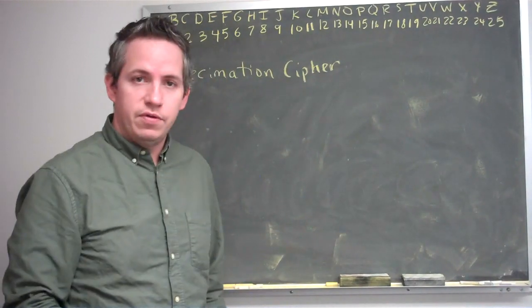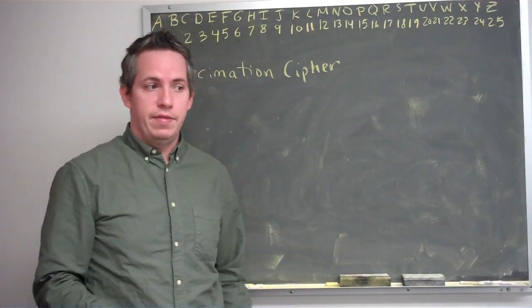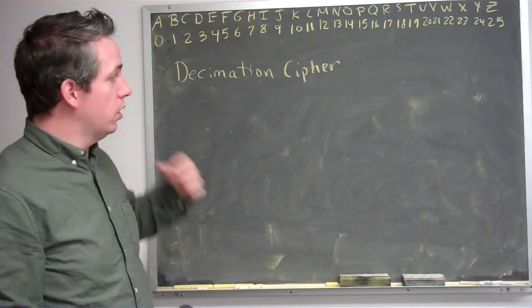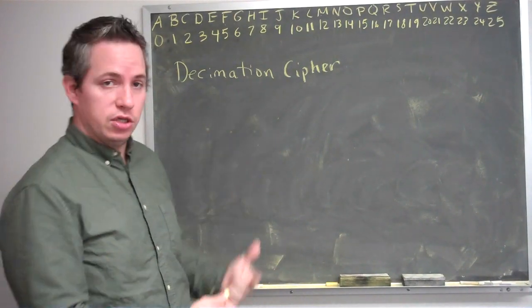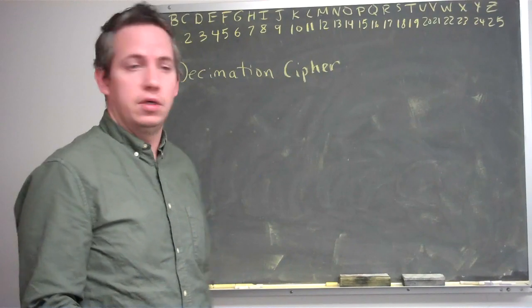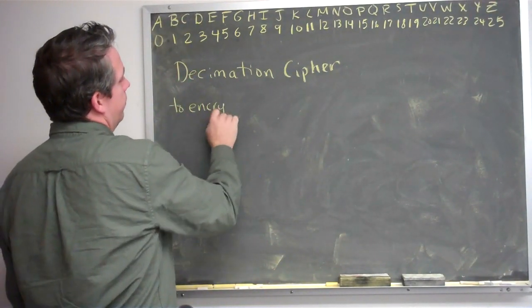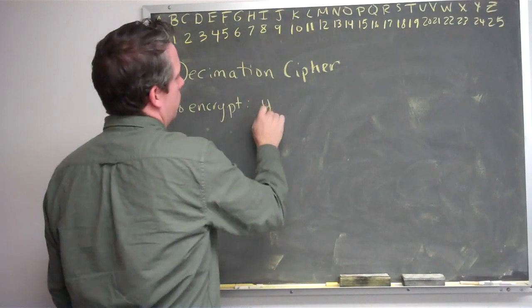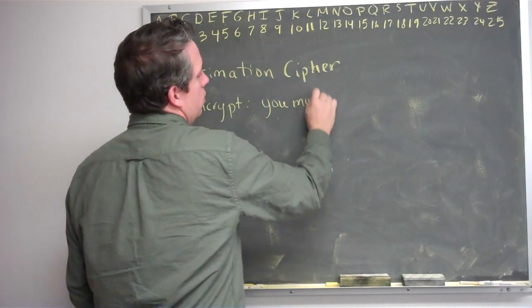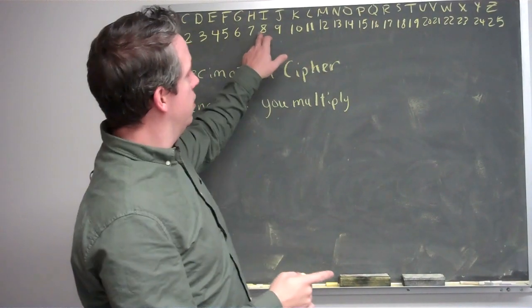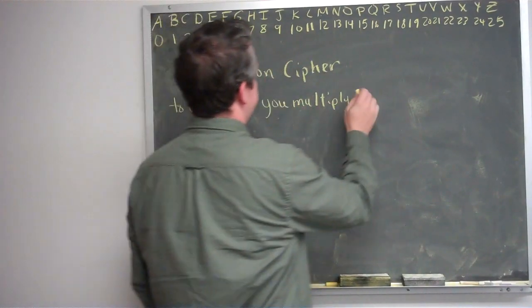The decimation cipher is a lot like the Caesar cipher in that you're taking the letters and turning them into other letters. But the way that we're going to do this is instead of adding a shift, we're going to multiply by what's called a key. So to encrypt, you multiply the number associated to the letter by a key.